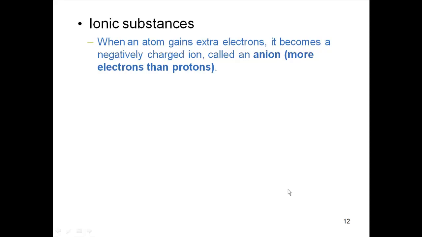We'll give names to those charged particles. So let's just discuss that for ionic substances. When an atom gains extra electrons, it becomes negatively charged. It has more electrons than it has protons. We refer to that as an anion.